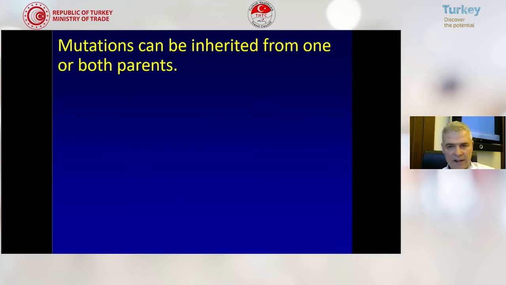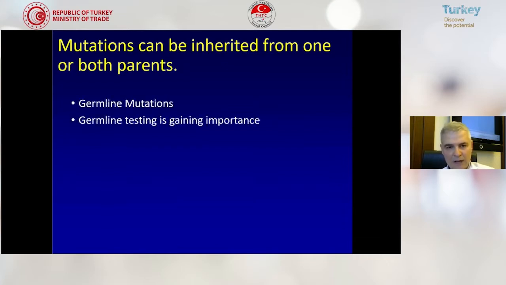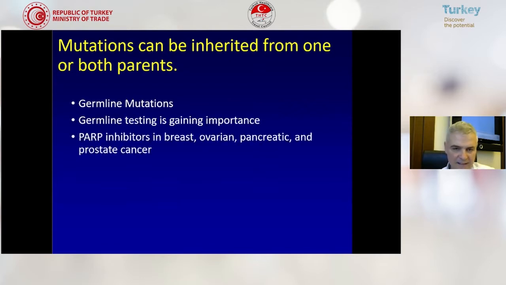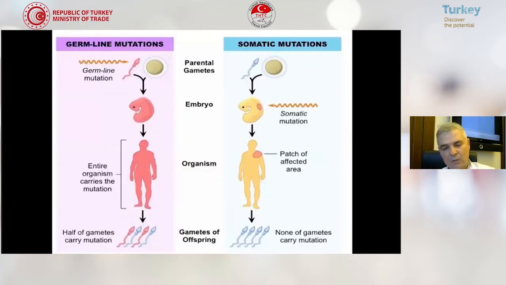So mutations can be inherited from one or both parents. This is called germline mutations. So germline testing is gaining importance. For example, PARP inhibitors: if we detect a germline mutation in the DNA, we can give PARP inhibitors to prostate cancer, pancreatic cancer, breast cancer, or even prostate cancer. So we can divide mutations into two different forms.